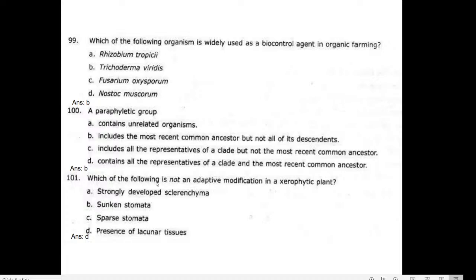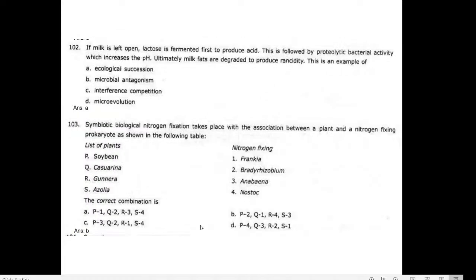The question is about the non-adaptive characters. The presence of lacunar tissues is not an adaptive modification. What is the modification? They have strongly developed sclerenchyma and sunken stomata. These are all the characters. The non-adaptive modification is the presence of lacunar tissues.